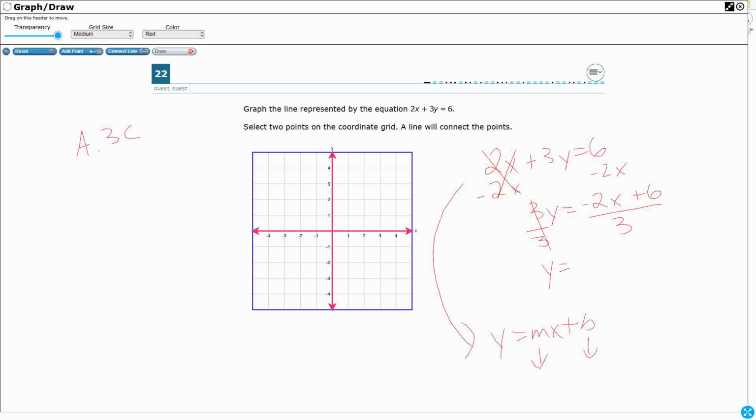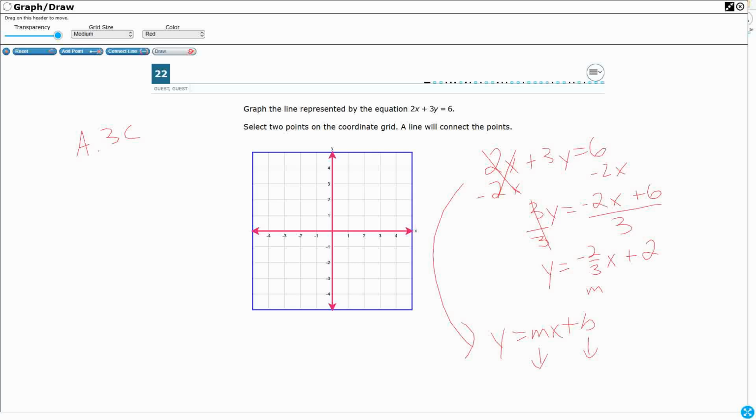Now I'm going to go ahead and distribute this, right? You could do minus 2/3 x plus 6 over 3, which ends up making 2. All right, so there we go. I've got my y equals mx plus b. My slope is minus 2/3, which means it's going to be moving down from left to right. And then I've got a y-intercept of 2.